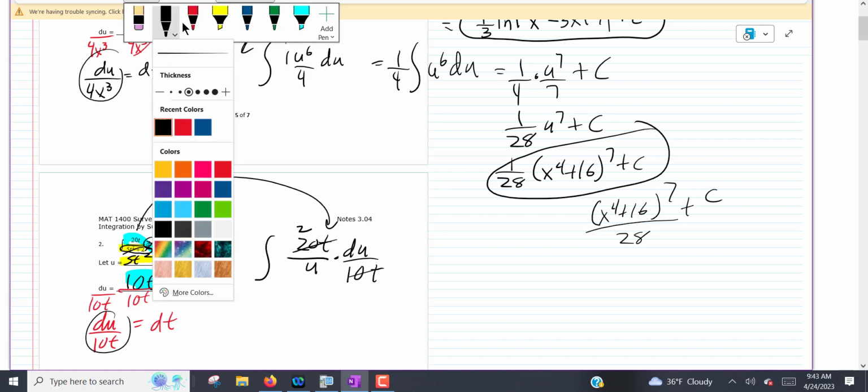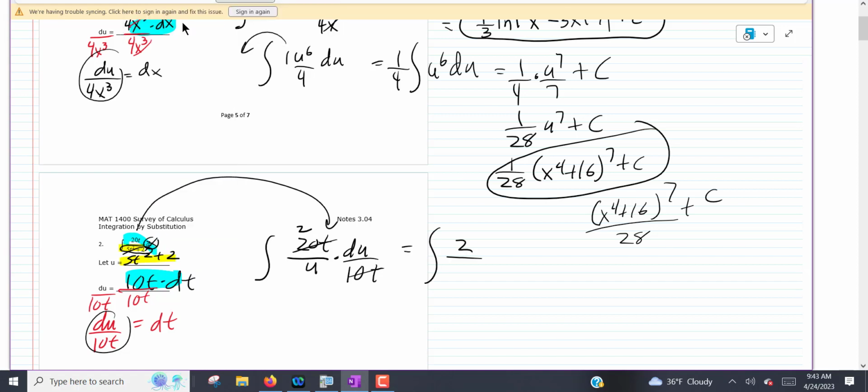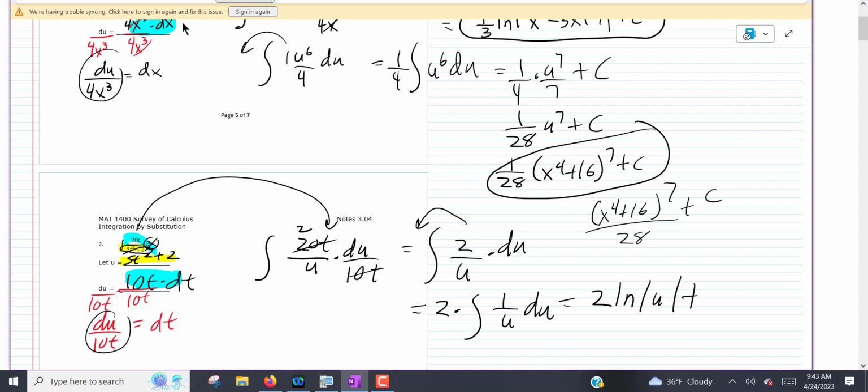So what we end up with is we've got the integral of 2 over u times du like that. You've turned it into an easy integral that you can do. You can take the 2 out, because that's a constant. Then you have the integral of 1 over u du. Okay, so the antiderivative is ln u plus c. Then you plug the u back in, so your final answer you should have got is 2 ln 5t squared plus 2 plus c. That's it.